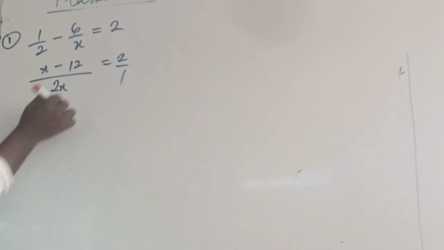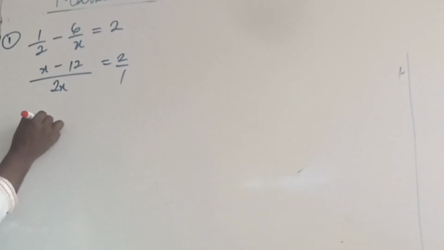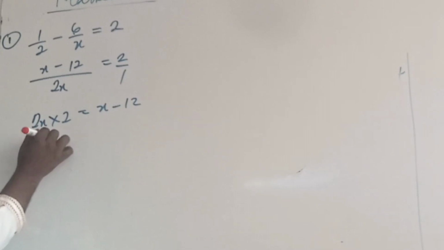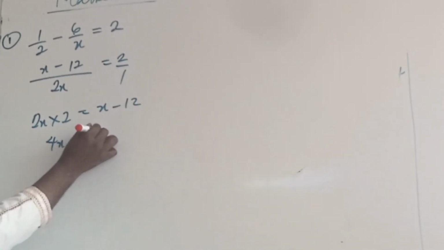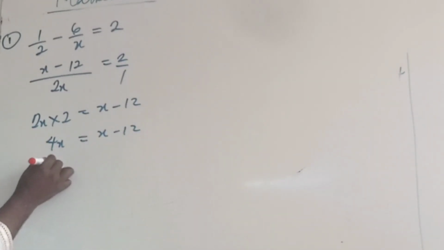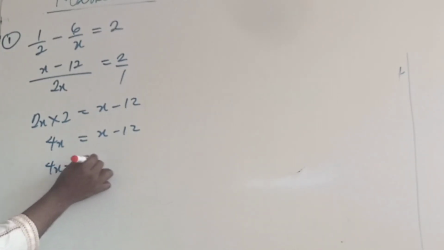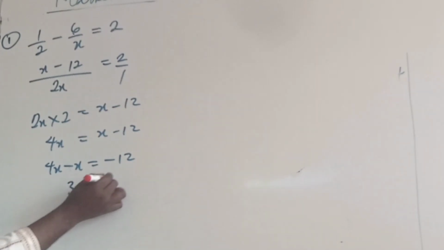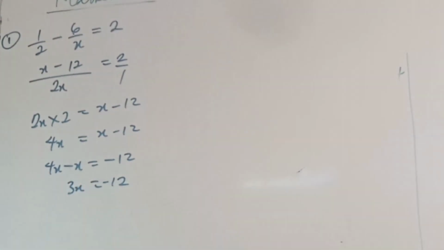Right? So you can cross multiply. I have 2x multiplied by 2 equals x minus what? 12. This gives 4x equals x minus 12. That is 4x minus x equals minus 12. This is 3x equals what? Minus 12. Divide both sides by 3. So x cancel x. x equals what? Minus 4.